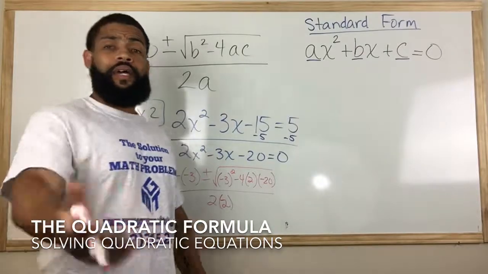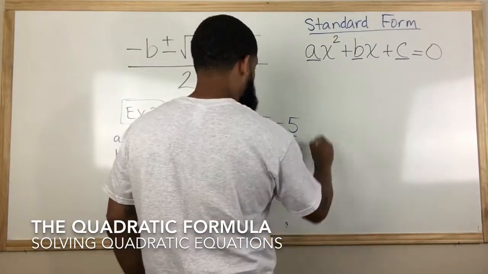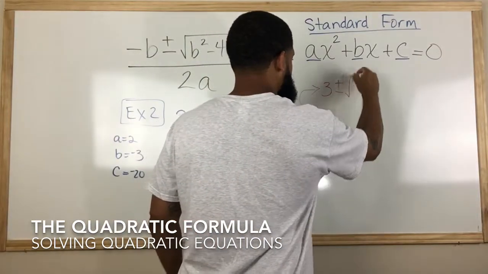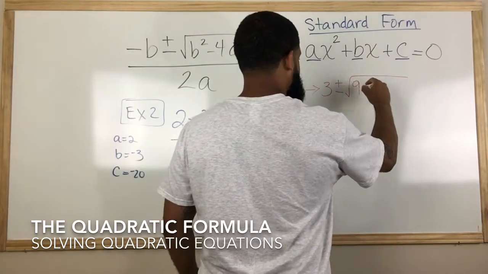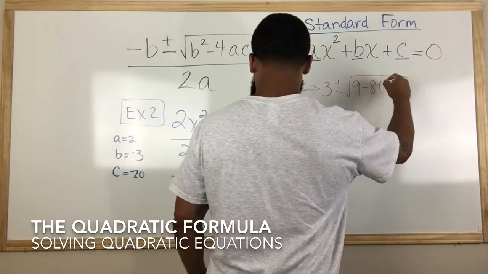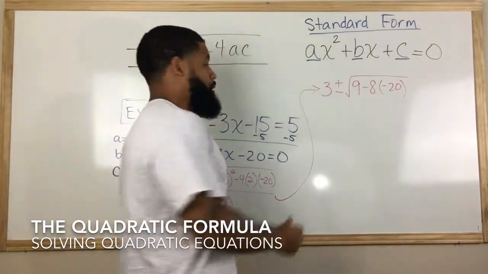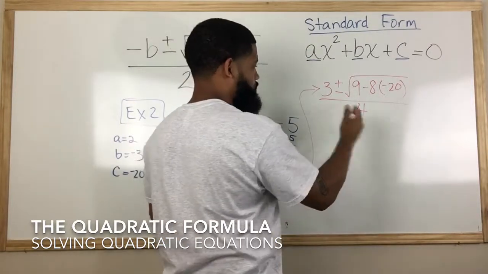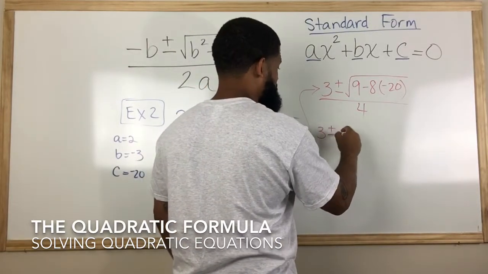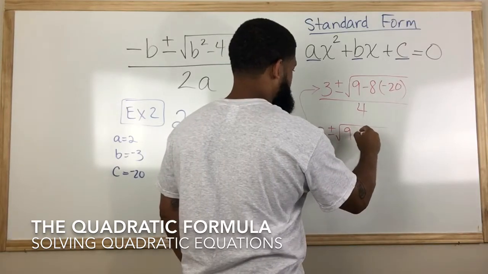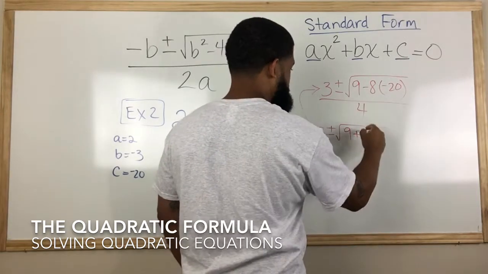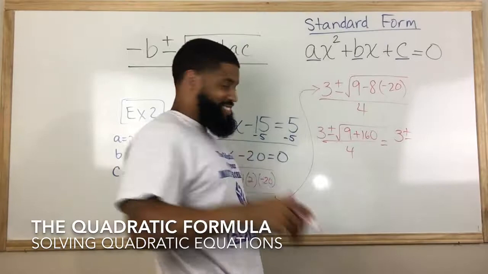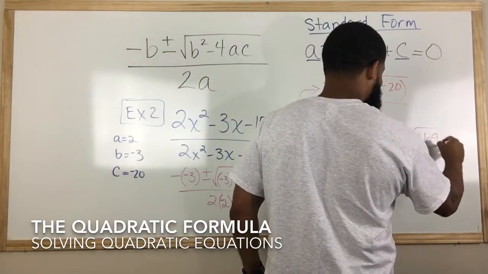Now let's go ahead and calculate it. So we're going to go from here to here. We're going to say the opposite of negative 3 is 3. Okay, so plus or minus, we have negative 3 squared is 9 minus 8 times negative 20. All right, and that's all over 2 times 2 is 4. That's simple. So let's continue calculating. 9 plus, because the negative times a negative, 160, over 4, which equals 3 plus or minus the square root of 169 all over 4.